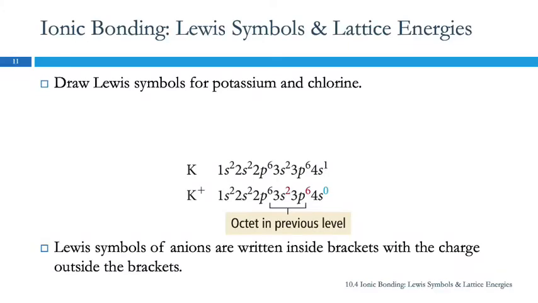We'll start out by looking at some ionic bonds. This says draw the Lewis symbols for potassium and for chlorine. So the symbol for potassium is K. And how many valence electrons does potassium have? It has 1 because it's in group 1A. So 1 valence electron.